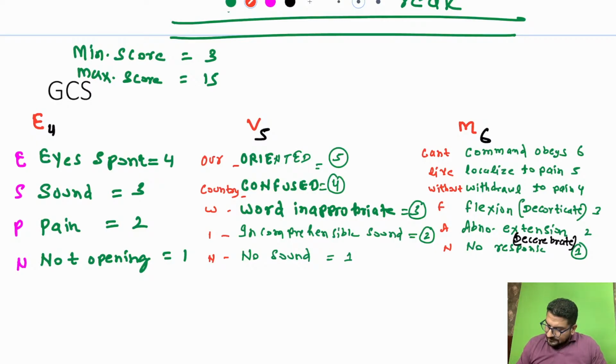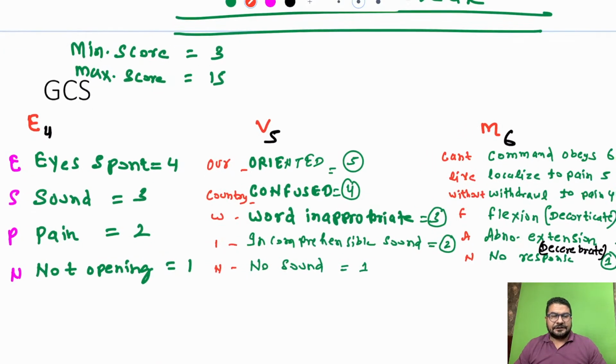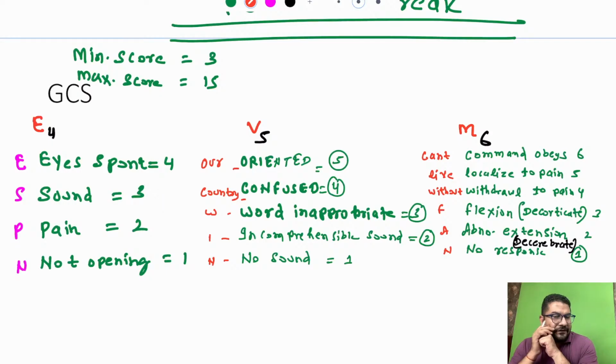Now, how will they ask you the question? They will add everything and ask you like: a patient has met a road traffic accident. He came to you with his eyes opening only to sounds. He is confused and he is localizing to pain. Calculate the GCS. This is how a question will be asked in the exam.